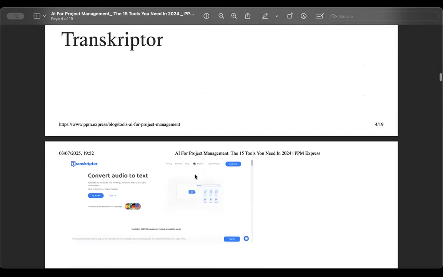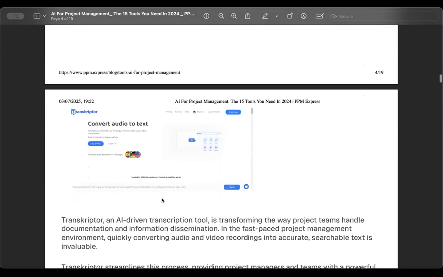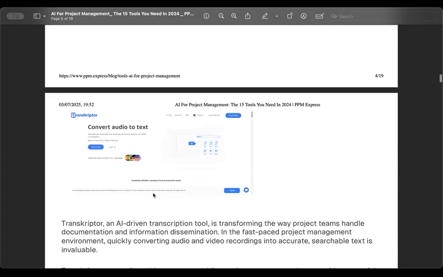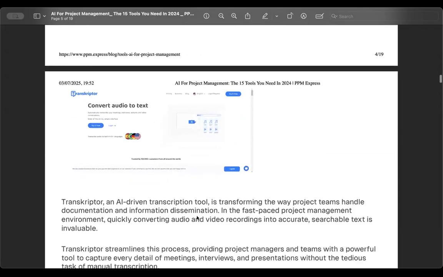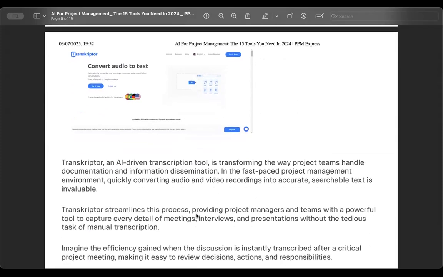Then the second one is the Transcriptor. This is the interface. Even I haven't used this. These are quite recent tools. The Transcriptor also is an AI driven transcription tool. You just check what features we have, like open source, free open source one which we can use without any cost.